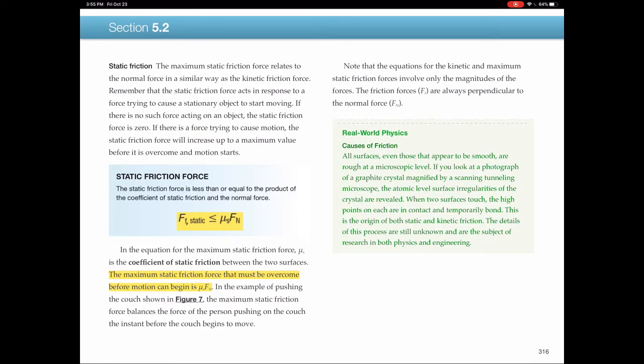The other situation is static friction. The force of static friction is less than or equal to the coefficient of static friction times the normal force. Notice that inequality. It is less than or equal to the coefficient of friction. If you push with a very small amount of force, the static friction force will be very small. When you push harder, the force will increase.